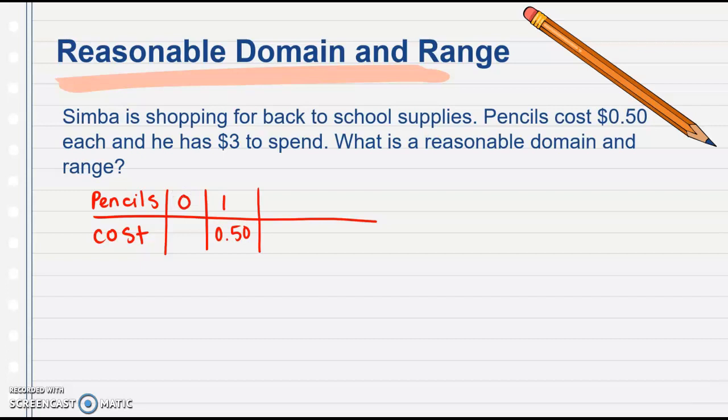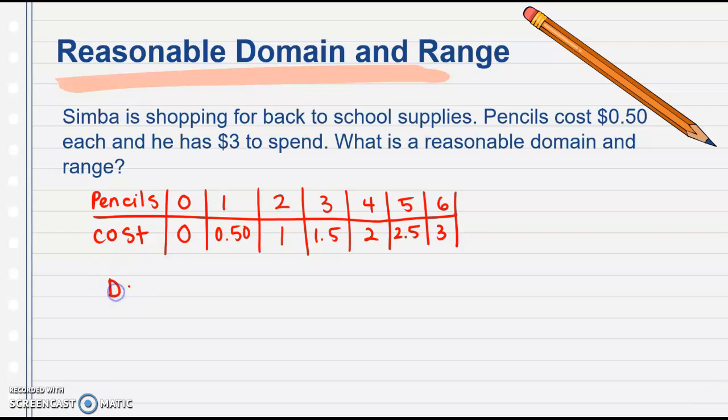How much would it cost if he bought 0 pencils? Well, hopefully not anything, because that would be, you know, not nice of the store to charge him for nothing. So he has 0 pencils, cost $0. One pencil costs 50 cents. If he bought 2 pencils, well, now that's 50 cents each, so he is spending $1. If he bought 3 pencils, that would be $1.50. For 4 pencils, it would be $2. For 5 pencils, it would be $2.50. And for 6 pencils, it would be $3. Now, I can't go any further than that because once I start buying 7 pencils, I don't have that much money. So this would be a list of possible domains and ranges or inputs and outputs for this scenario.